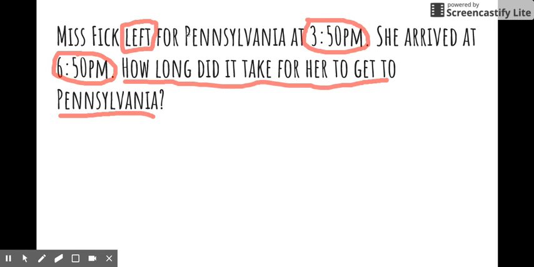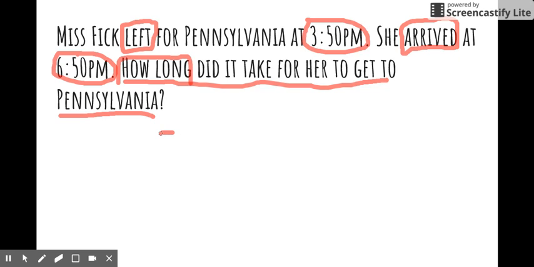In this case, left is important because it's telling me that there is a start time where I'm getting started on something. Arrived is an important math word because it tells me that somebody, or in this case, me, I'm getting to my destination. And how long is important because that tells me that I am trying to find an elapsed time. And finally, I'm going to go ahead and solve.